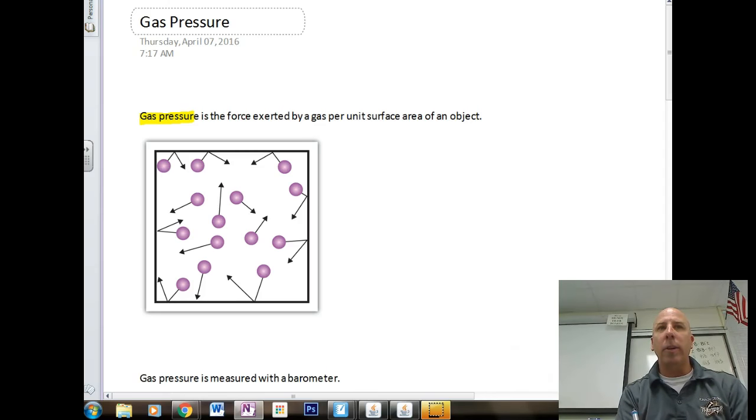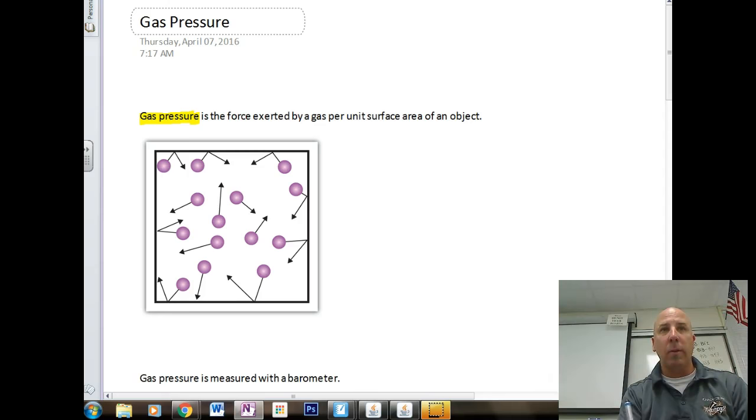Now, gas pressure itself is the force that's exerted. In physics, a force is just a push or a pull. If you run into something, you exert a force on it. Something runs into you, it exerts a force on you, a push or a pull. So gas pressure is the force exerted by a gas particle per surface area of an object.